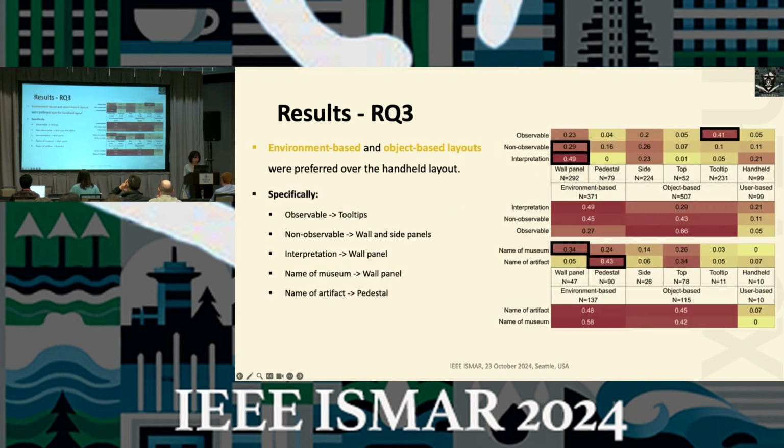For the third one, in terms of information panel display preferences, we found that environment-based and object-based layouts were preferred over the user-based layout. Specifically, tooltips were favored for observable information, and wall panels were preferred for interpretation and museum names, and pedestal for artifact name.